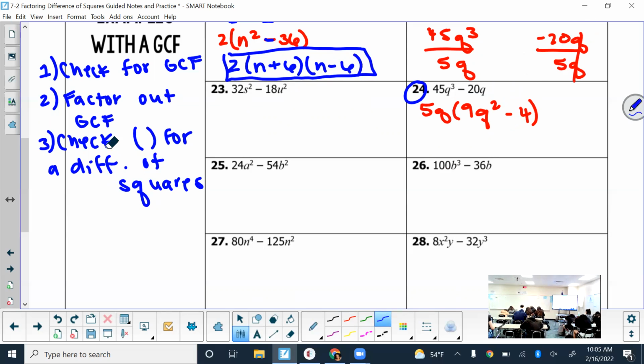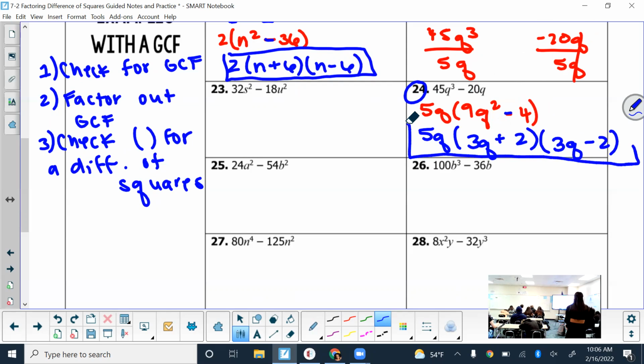All right, step 3, you check for a difference of squares inside the parentheses. So do I have a difference of squares inside these parentheses? Yes, you have a minus sign and you have perfect squares on each end. So what's the square root of 9q squared? And what is the square root of 4? So then your parentheses follow the difference of squares rule: 3q plus 2 and 3q minus 2. Questions on those ones?